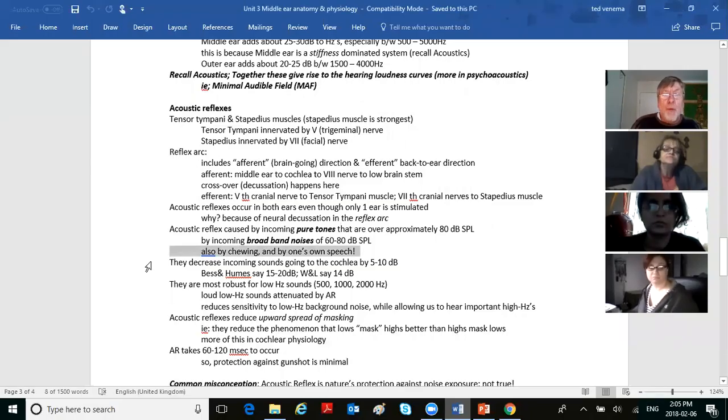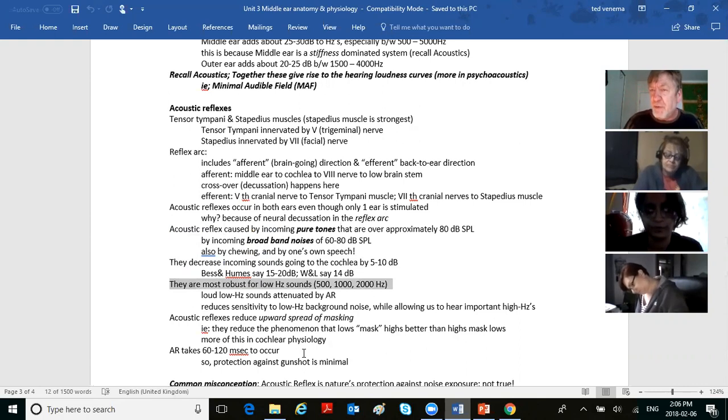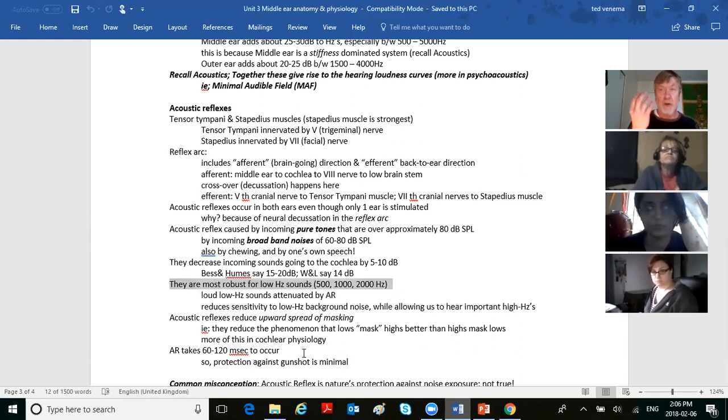Acoustic reflexes, how much do they decrease sound by? About 5 to 10 dB, about. And they are strongest for the low frequencies. And that means if a loud low frequency sound comes in, you're going to have an acoustic reflex. But if a loud high frequency sound comes in, you won't have much of one. And you know why? Because the vowels of your own speech are louder and lower. So what's the loud parts of your speech? The low frequencies, not the highs. I mean, think about it.